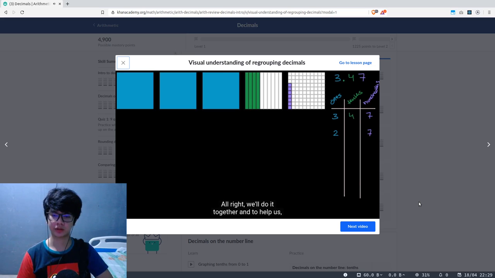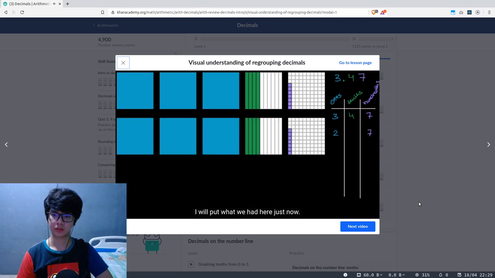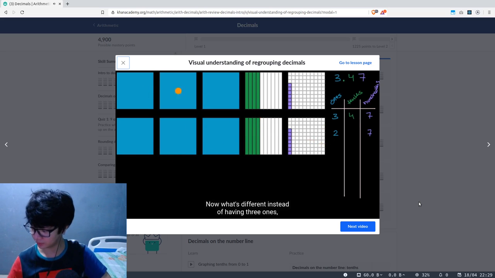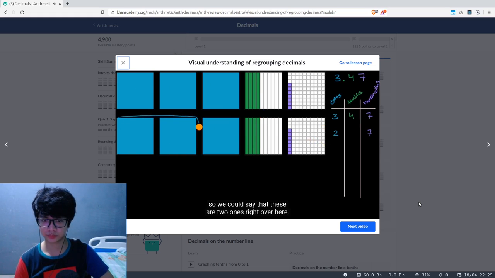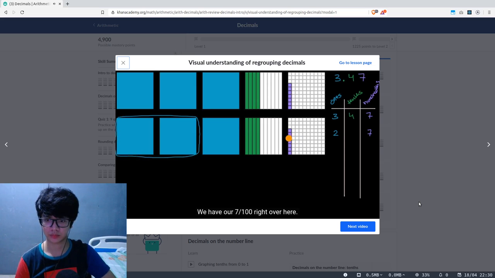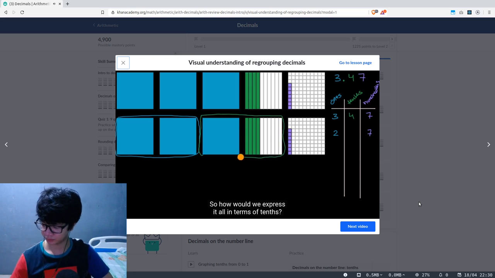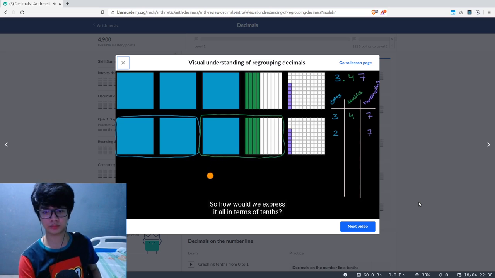14 tenths. All right, we'll do it together, and to help us, I will put what we had just now. Now what's different, instead of having 3 ones, we now have 2 ones. So we could say that these are our 2 ones right over here. We have our 7 hundredths right over here. So essentially we would have to express all of this in terms of tenths. So how would we express it all in terms of tenths?